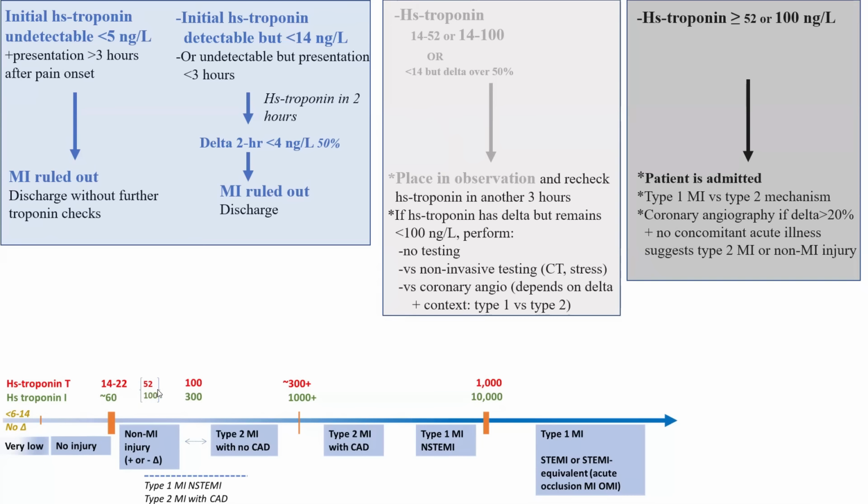So if your high sensitivity troponin is in that gray zone, or if your troponin is below MI cutoff, but you have a big delta over 50% or over 4, then those patients are in the intermediate zone, and those are placed in observation, and we repeat troponin in another 3 hours. If troponin remains in that gray zone, even if you have a significant delta, but you remain in that gray zone, then here you individualize.